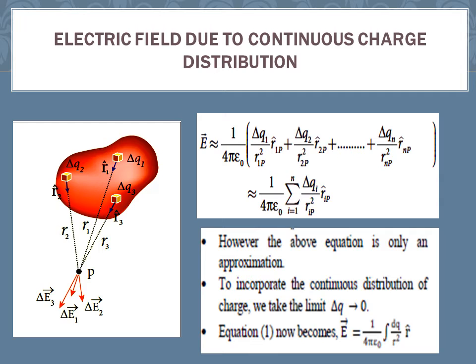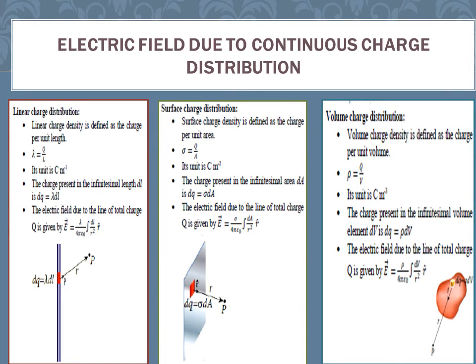However, the above equation is only an approximation. To incorporate the continuous distribution of charge, we have to use limits. Then you can write your equation as E vector is equal to 1 by 4 pi epsilon naught dq by r squared. This is for continuous charge distribution. Now in this slide, they talk about the electric field due to continuous charge distribution, considering three types: the first is linear charge distribution, the second is surface charge distribution, and the third is volume charge distribution.